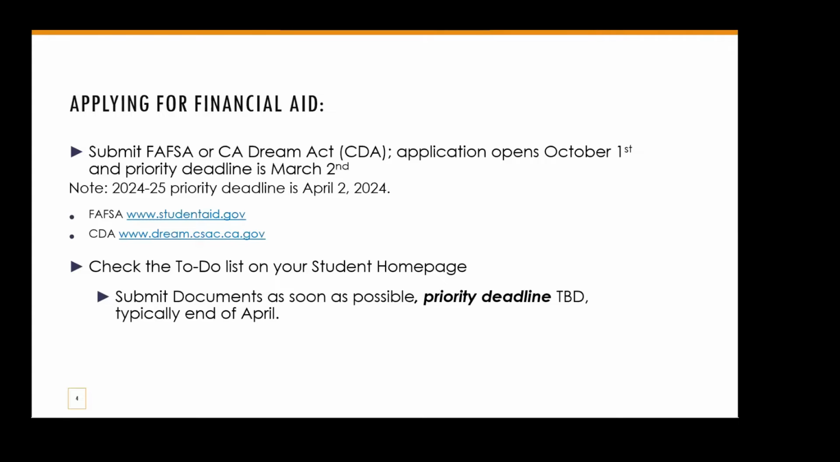It's still to be determined if this year we're going to have the same timeline because of the application opening up later. We're still determining the date, but you will be contacted. You will be getting an email if you are required to submit documents with the priority deadline. Like I said, usually it's at the end of April. Last year was April 30th. If there are no changes, that's probably going to be the same timeline for this year.